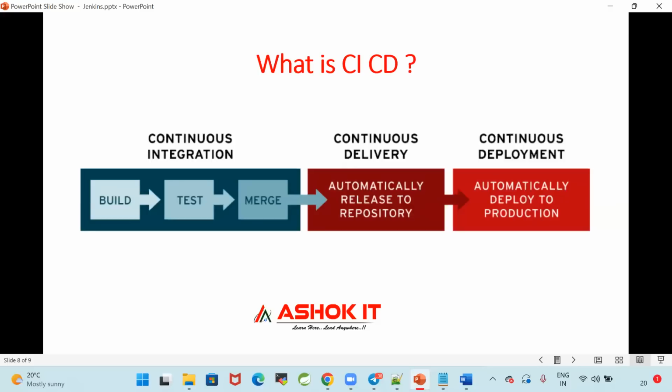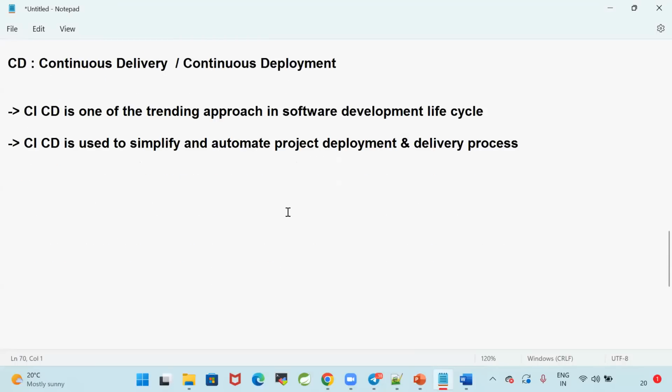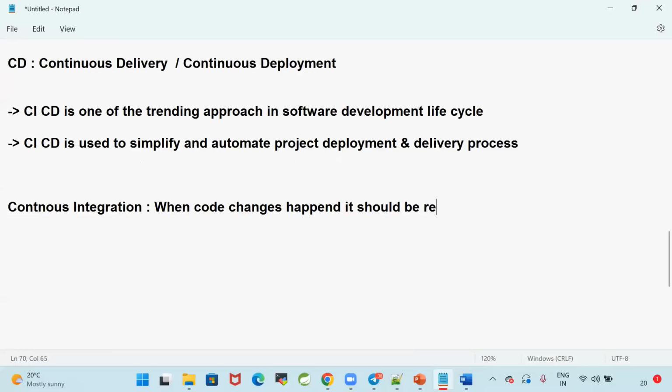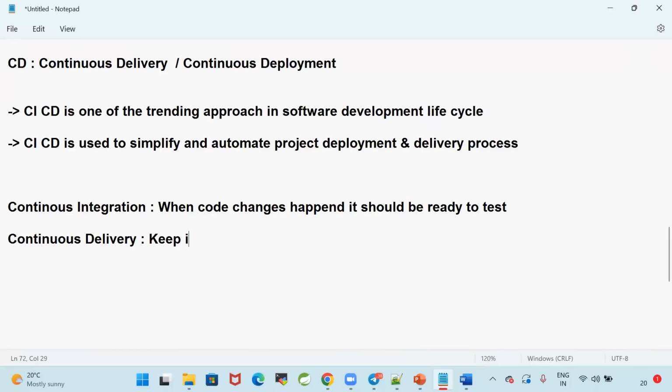Continuous integration, continuous delivery, continuous deployment. Continuous deployment means deployment to the production with approval. Continuous integration: when code changes happen, it should be ready to test. Then what is continuous deployment or continuous delivery? Which is the last step, guys? Continuous delivery: keep it ready to release.